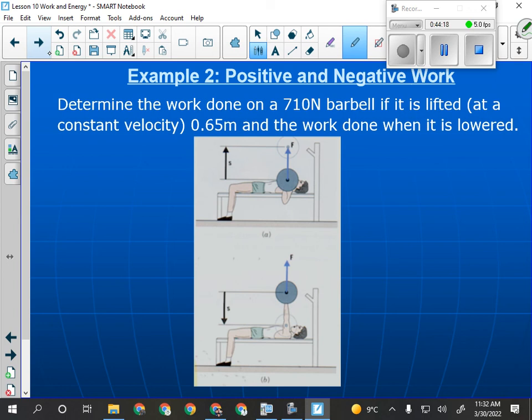Changing distance. Okay, but I lower it the same distance, right? Like it just comes back down here. Well, where does it go? Yeah, it does. Okay, it comes back to me. I have to work either way.